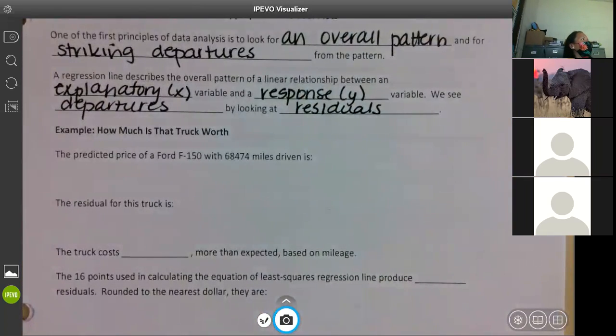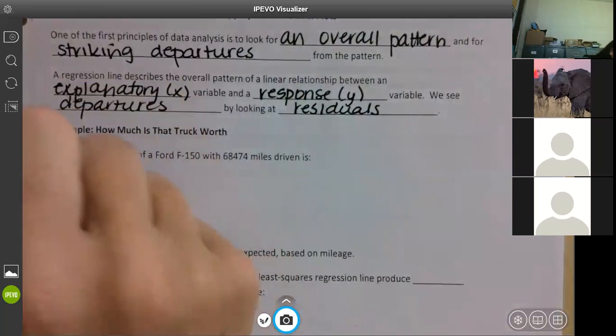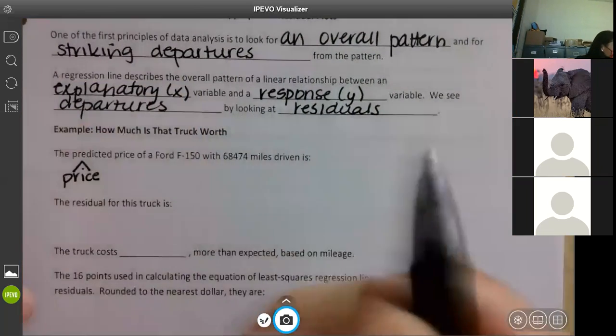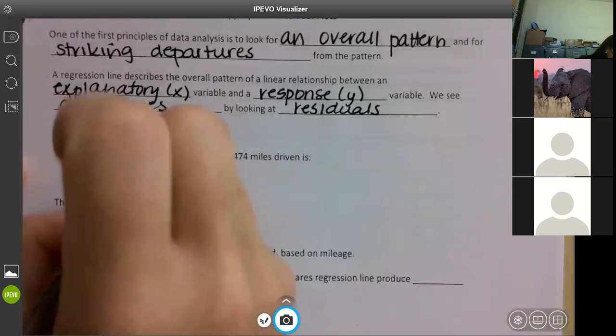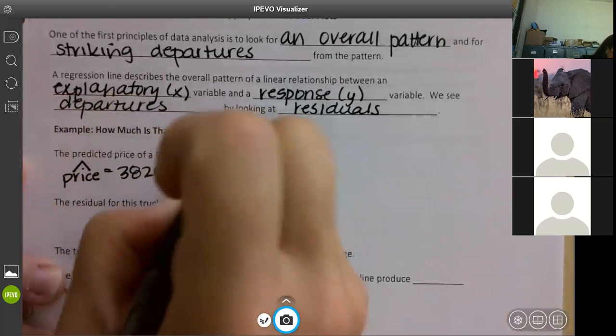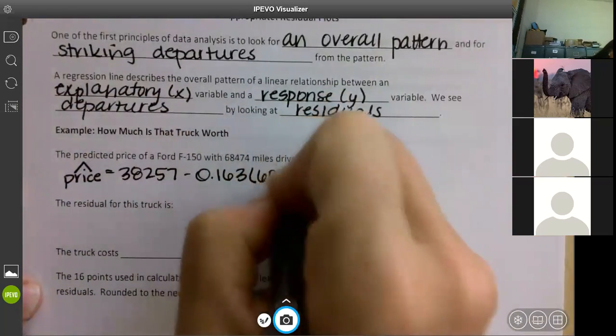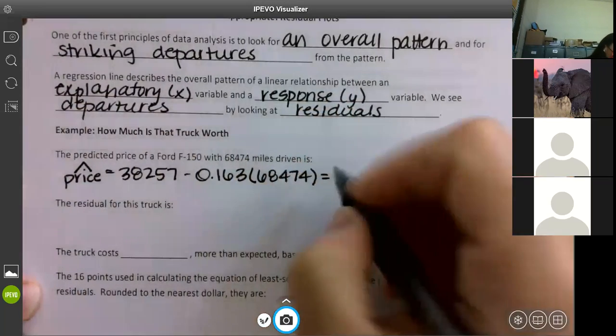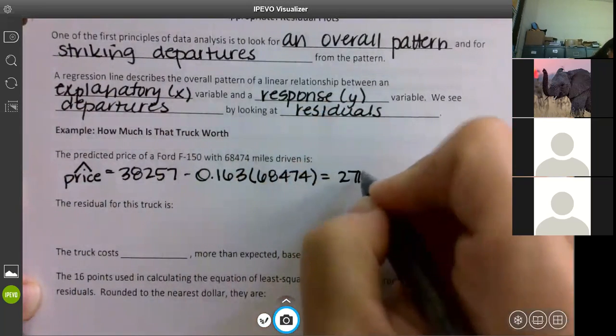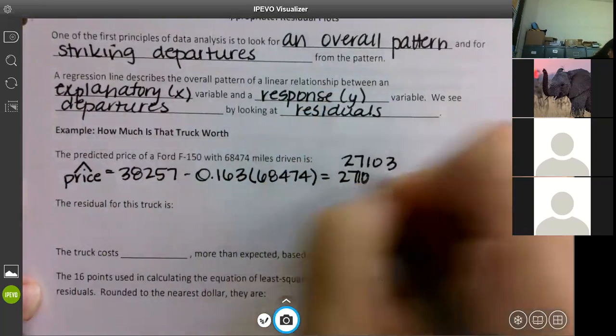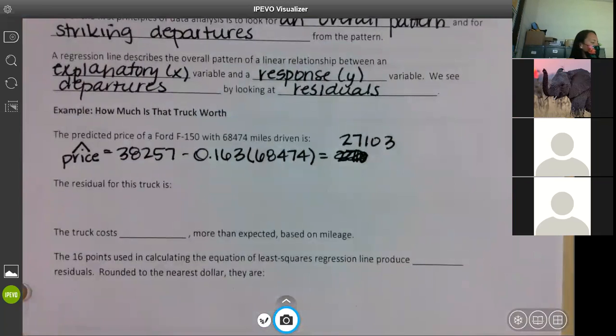Okay, so remember we talked about we're not real sure if we have outliers or not. What is it going to be? So this will tell you how to do that. So the predicted price of a Ford F-150 with 68,474 miles driven is, remember we do predicted price, the same formula we've been using, equals 38257 minus 0.163, and we're plugging in the miles, 68,474, which gives us 27,103. Okay, so we know how to do that.